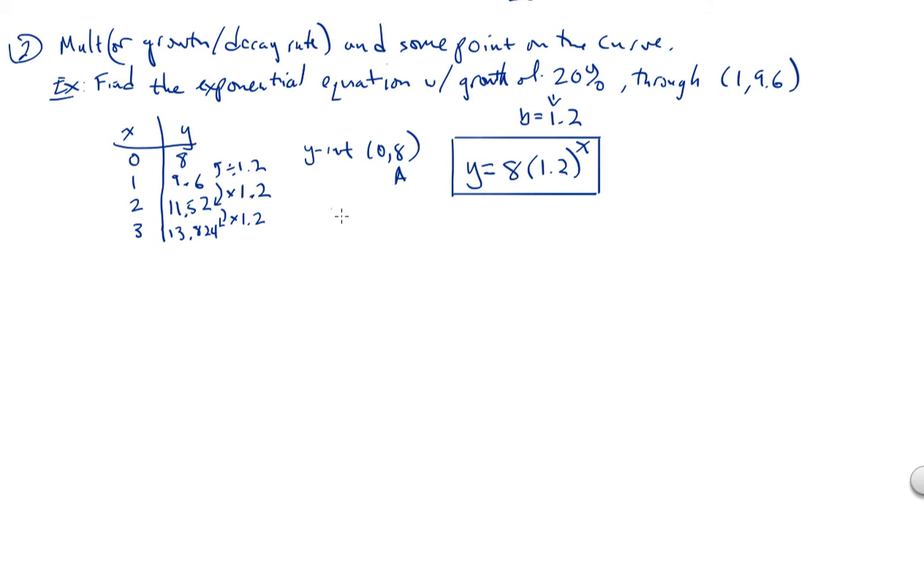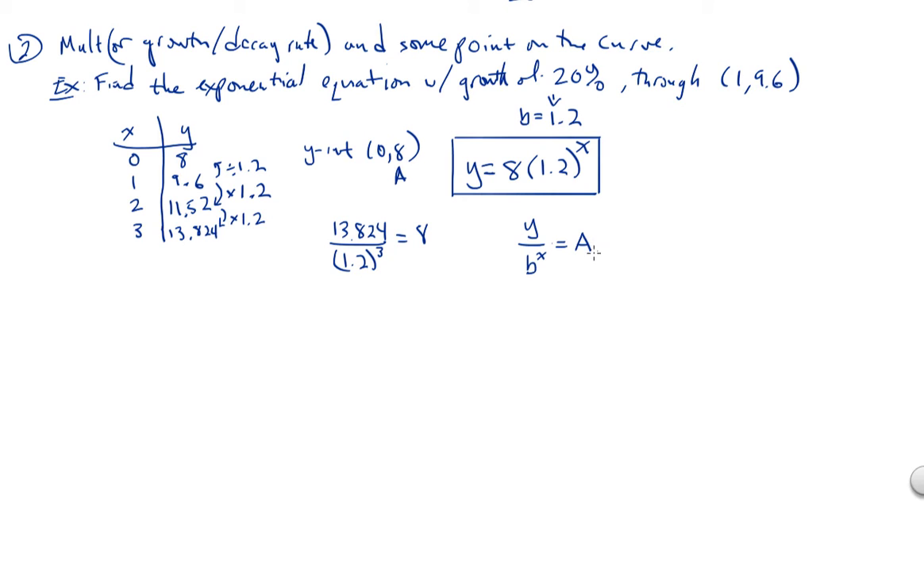Let me show you, for example, 13.824. If we divide that by 1.2 to the third, you're going to get 8 again. So even if you're not starting at 1, you can figure this out. I guess I could say y over b to the x will give you a. This is if you know your multiplier.